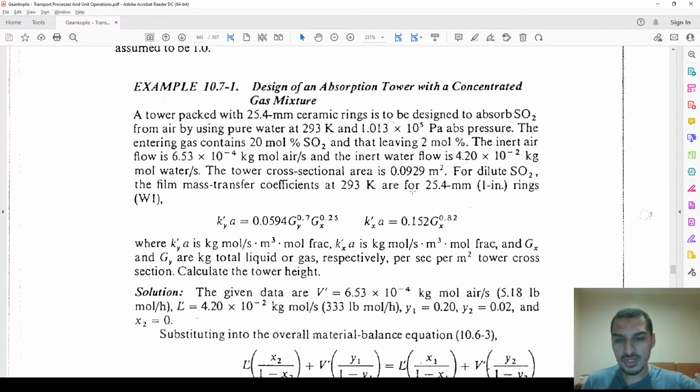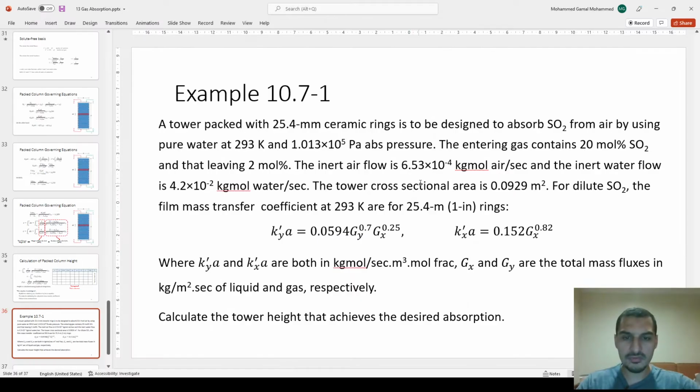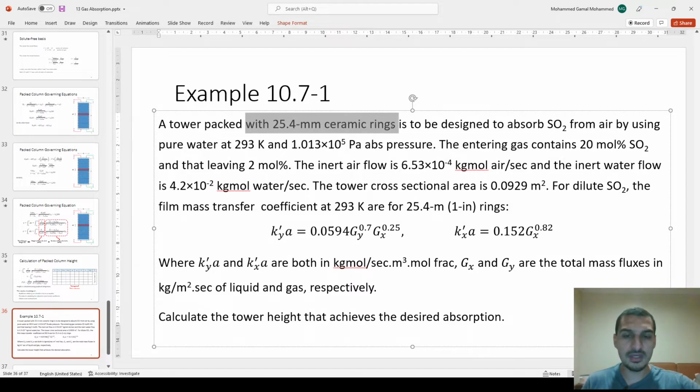There is a lot of information here. I recopied all the information so it is easier for us to follow. I know that this is the type of packing, which is 2.54 millimeter ceramic rings, and it is not going to make a difference regarding the solution except for the knowledge of the mass transfer coefficients, and this is something that we will see shortly.